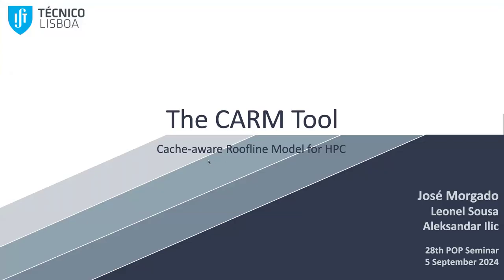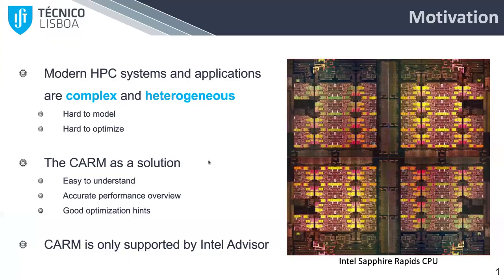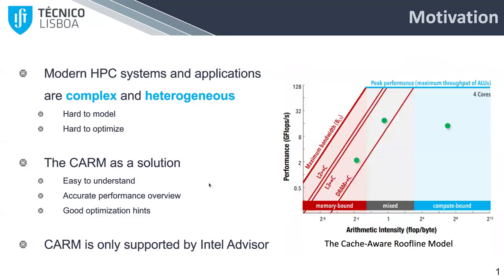As you may know, modern high-performance computing systems are becoming increasingly complex and heterogeneous, which results in them becoming harder to understand due to so many differences in implementations and architectures, which makes it even harder to attempt to optimize applications for those systems. So with this, we need an accurate but also easy to understand model that can facilitate the application optimization for various systems. And this is the main appeal of the CARM model.